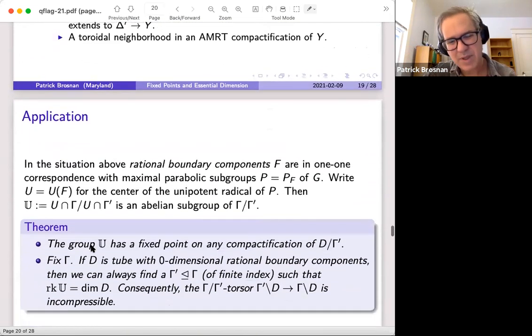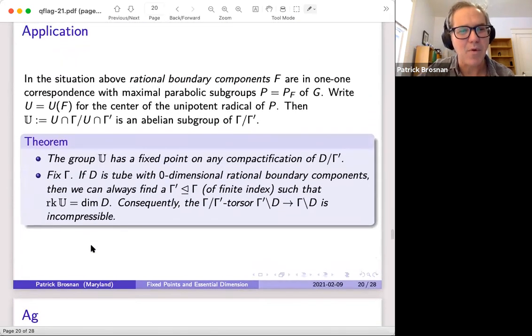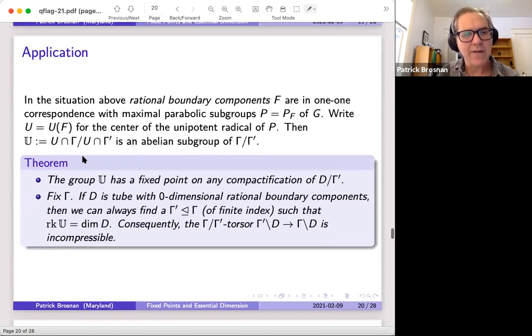Okay, and then here's our theorem, which needs a little bit more data to define. So in the situation above, the rational boundary components of F, so there's a group theoretic way of saying what you have to add to D mod Γ to make it compact. Those strata are indexed by these things called rational boundary components. They're in one-to-one correspondence with maximal parabolic subgroups P of G. They could be maximal with respect to the rational structure or the real structure, it doesn't matter, because they're rational.